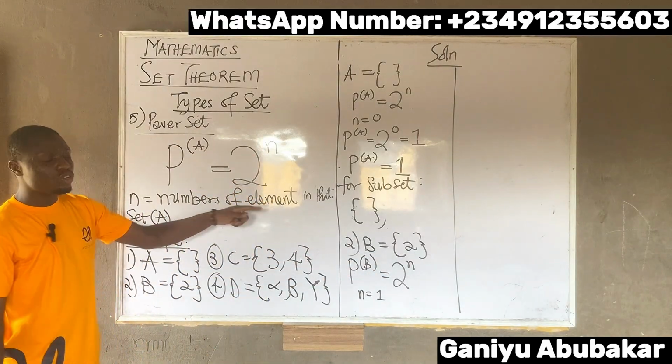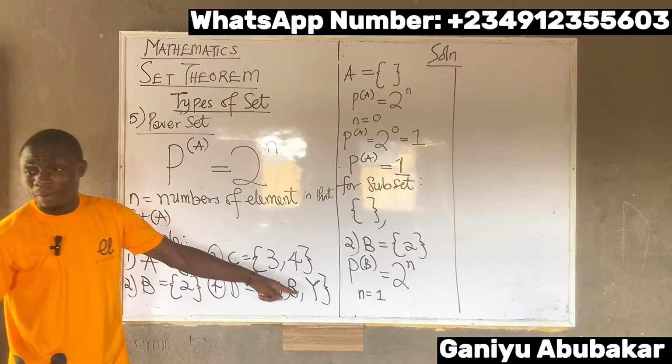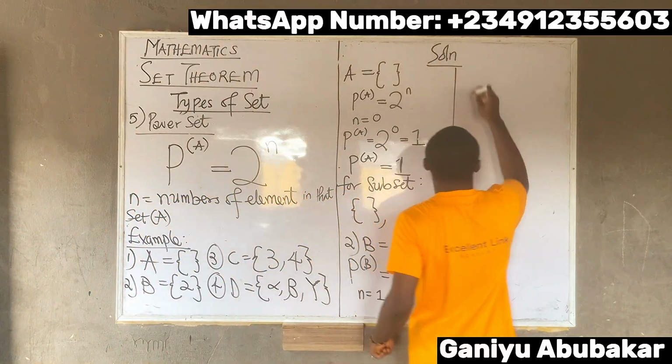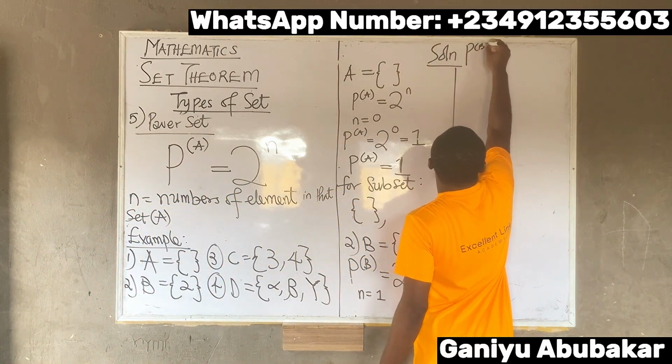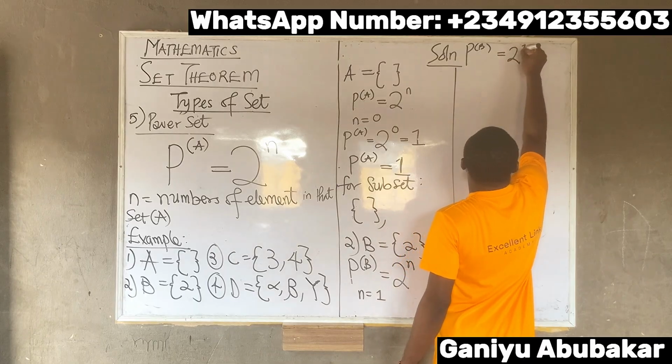N is what? How many elements here? N is 1. So what's P of B? P of B is what? 2 to the power what? 1. What's my answer?